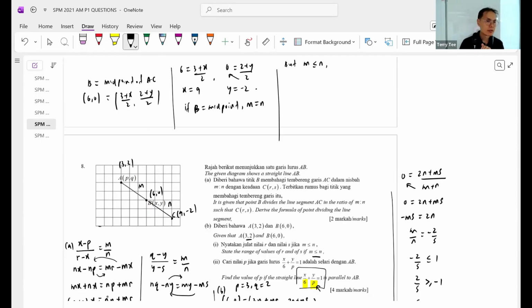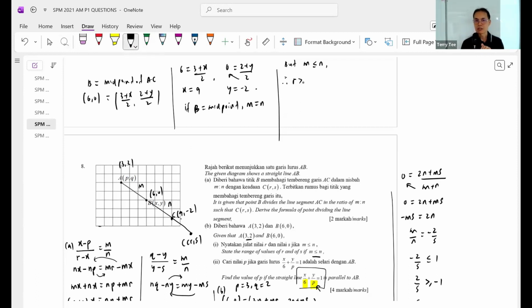What does that mean? That means N is what? Longer, right? If N is longer, N should be here, right? So C by right is supposed to be, what's your C? R and S, right? R and S. Meaning your R is your X coordinate. Therefore, your R should be further to the right of 9. Correct? Further to the right of 9.